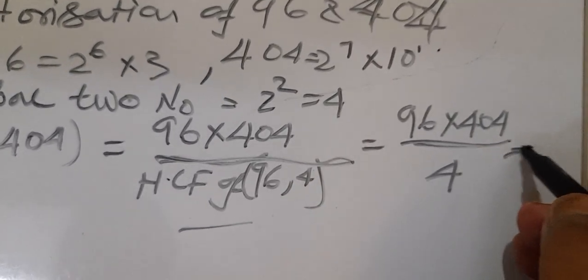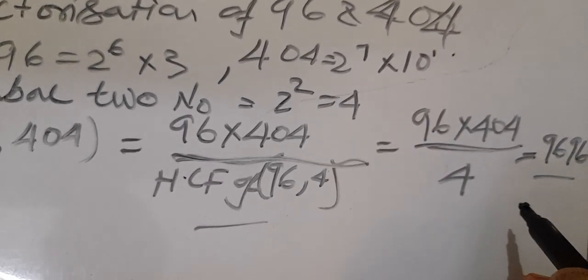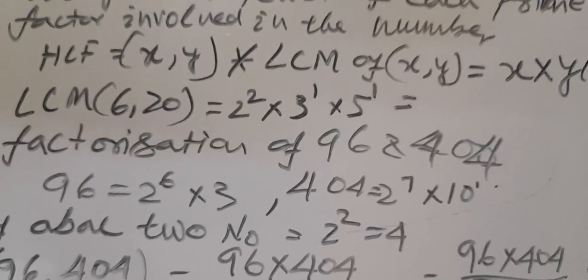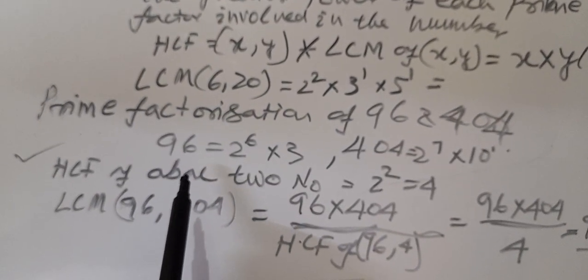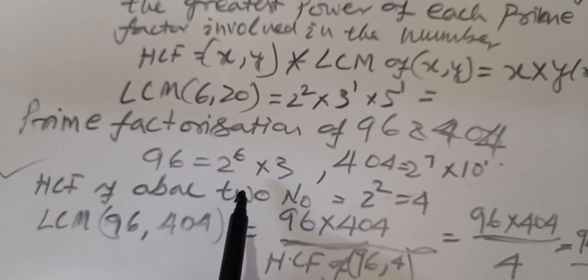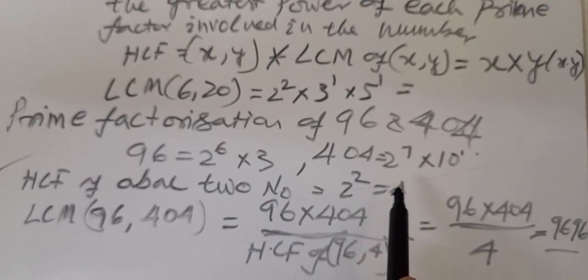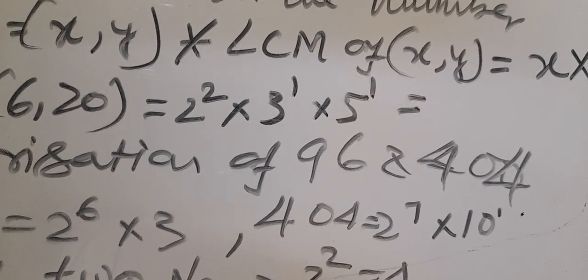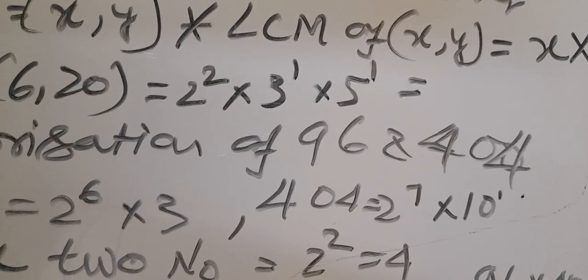Like this, using the prime factorization of 96 and 404, first you take the lowest power of the common prime factor, that is the HCF.